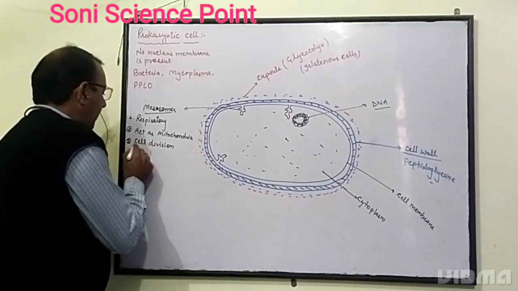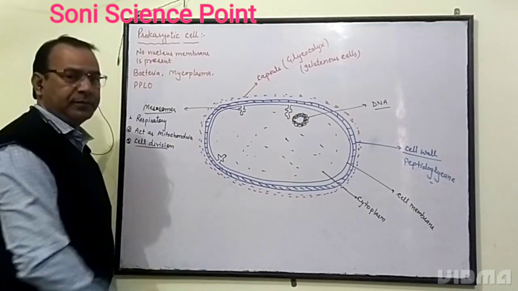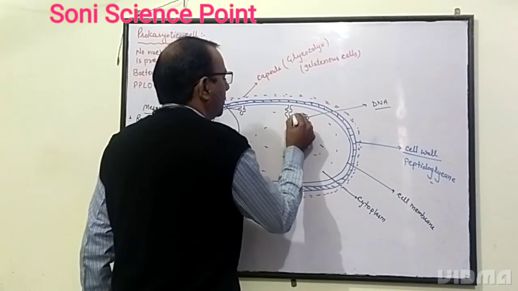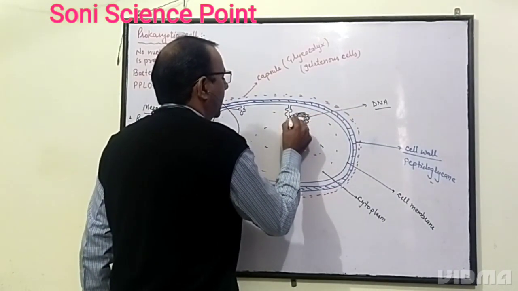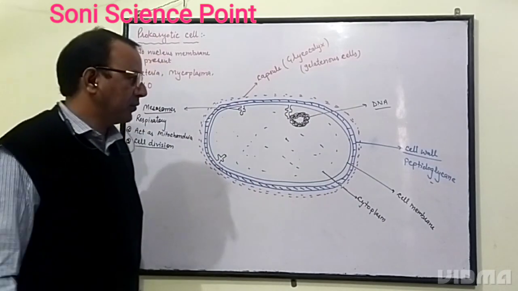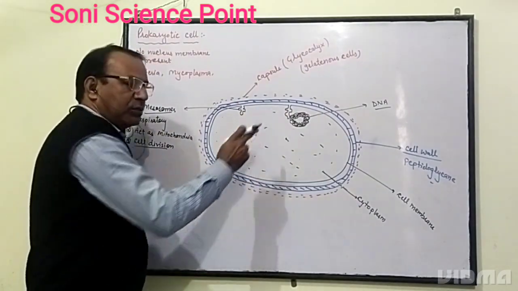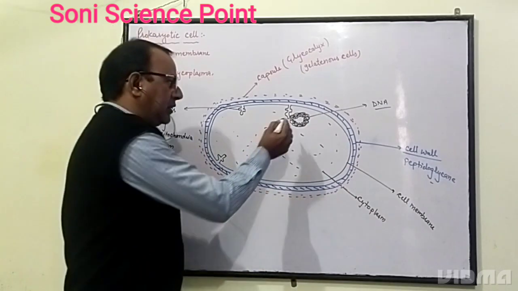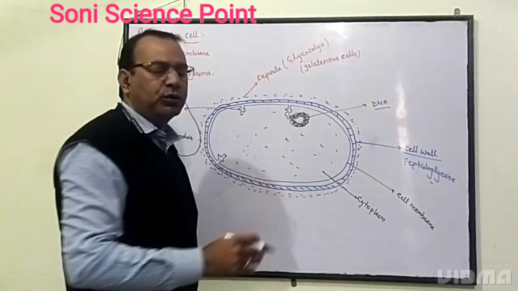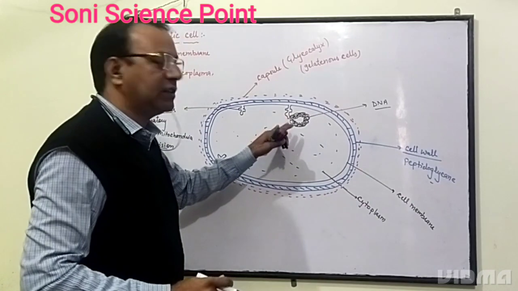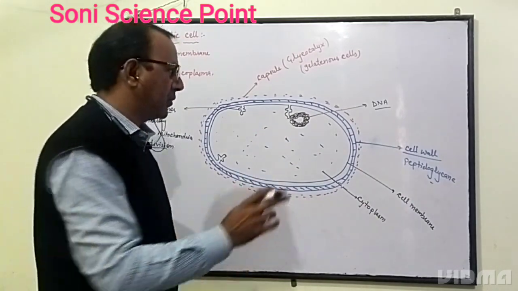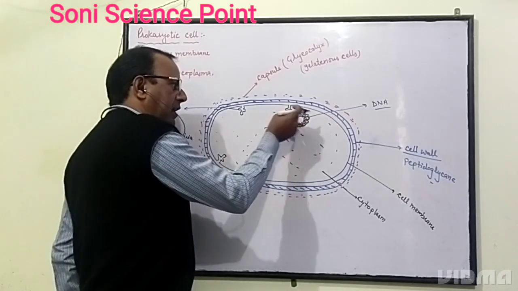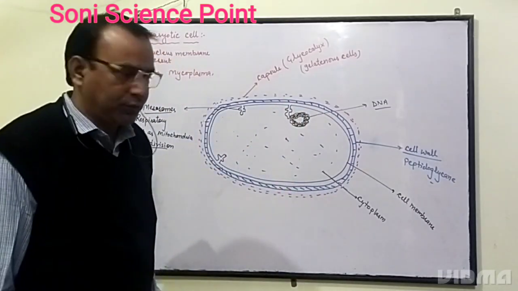But at the time of cell division, this DNA comes closer to the mesosomes and becomes attached to them, because the mesosomes help in cell division. As the cell division takes place, this DNA can pass into the other cell. So the genetic material may be transferred. During cell division, DNA comes closer to the mesosomes.